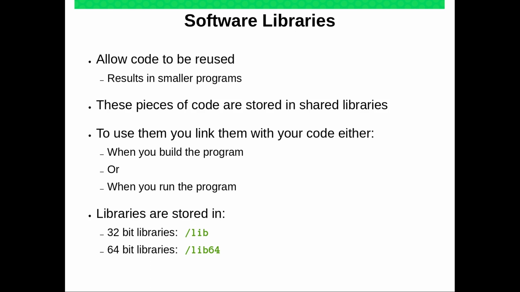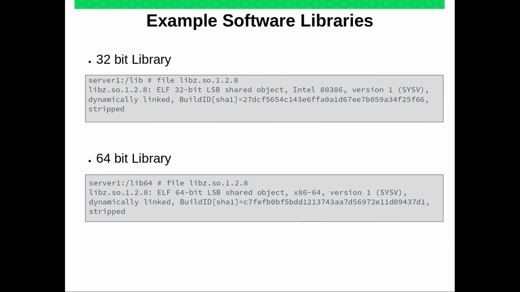Libraries are stored by default in the /lib directory or the /lib64 directory, depending on whether they are 32 or 64-bit binaries or libraries. Some examples: if we looked under the /lib directory, we can see that there is a library out there, an ELF file. It's 32-bit. It tells us information about the way that it was built and so forth. We can also see under the lib64 directory, there is a similar file, but it's built specifically for 64-bit, so we can see those differences between them.